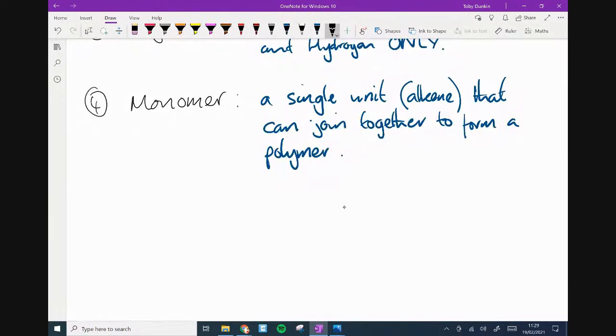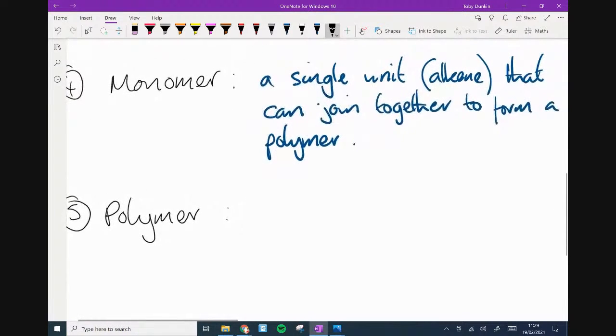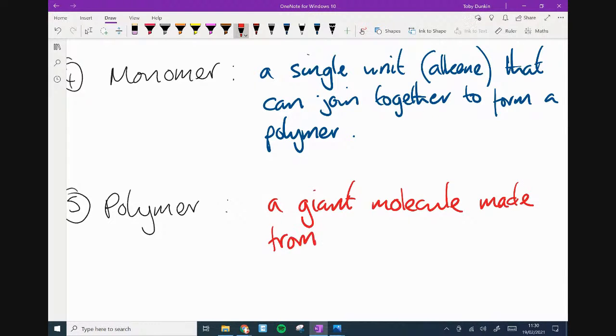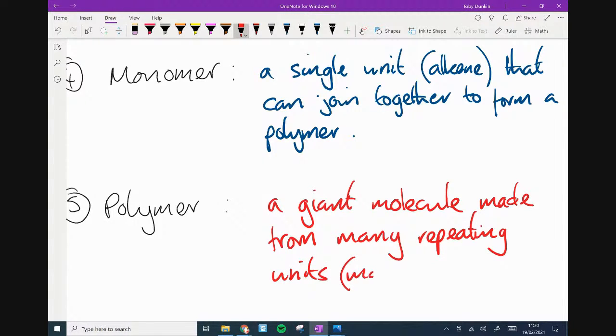The next word, of course, is polymer. So what is the definition of this word polymer? It means many parts. So how do we now explain this? So if that's a single unit, a small single unit, a polymer is a giant molecule. So I'm going to do this in red, a giant molecule. And what's it been made from? A giant molecule made from many repeating units. And at that point, you say units, brackets, monomers.